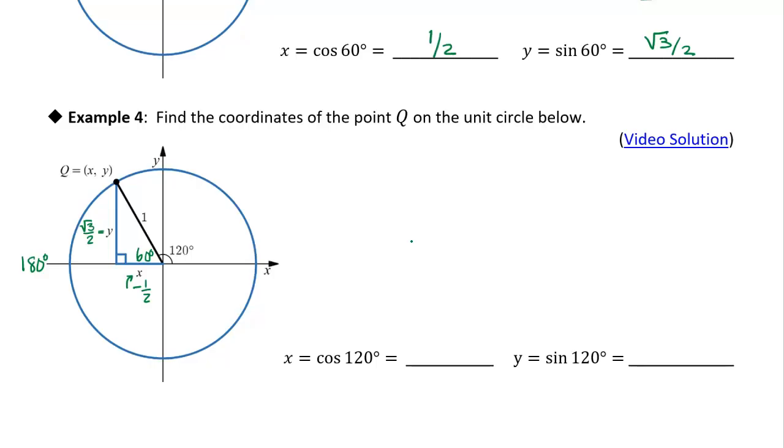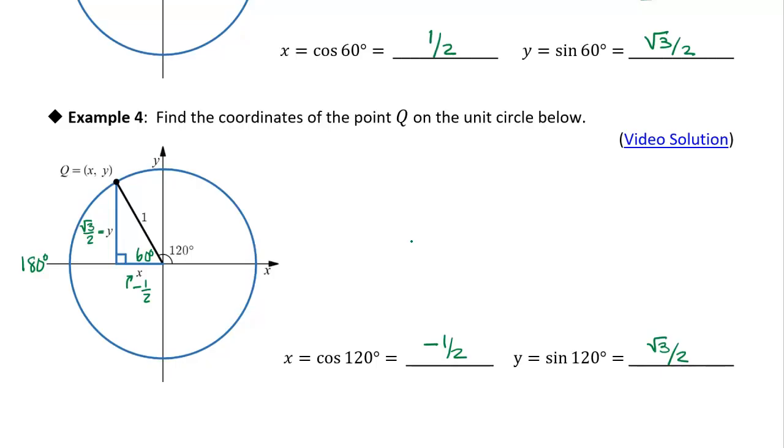All right, so the cosine of 120 degrees is a negative 1/2 because we're in the second quadrant. Cosine is negative in the second quadrant, right? Because the x coordinate is negative in the second quadrant. And the y coordinate is the square root of 3 over 2. It's positive, right? We're in the second quadrant, so the y value is still positive. All right, it's easy as that.